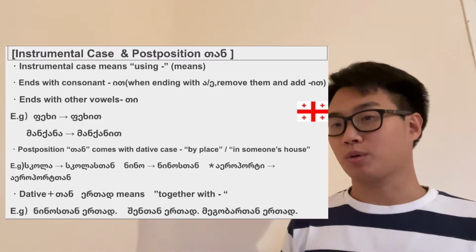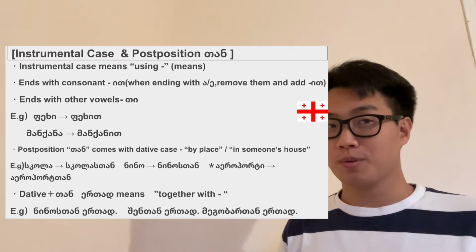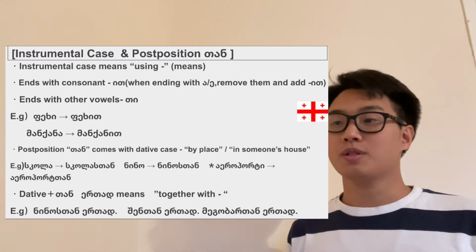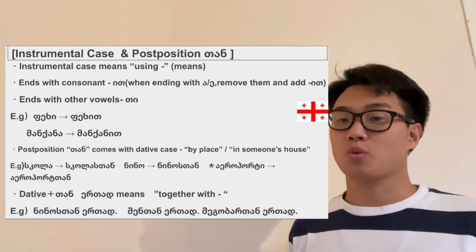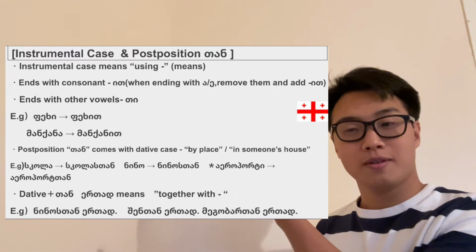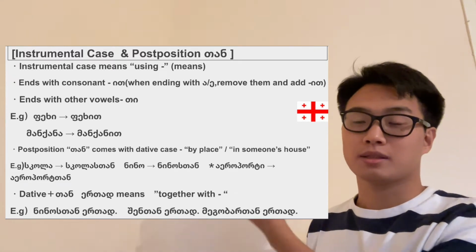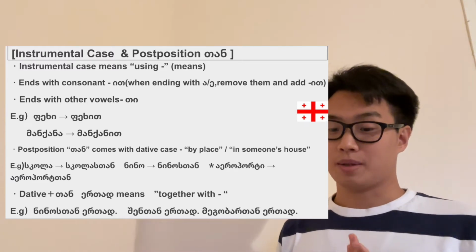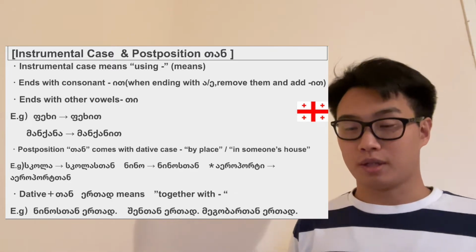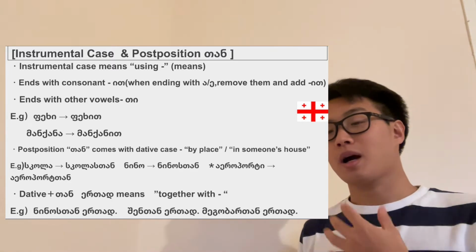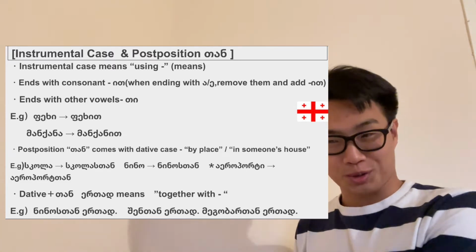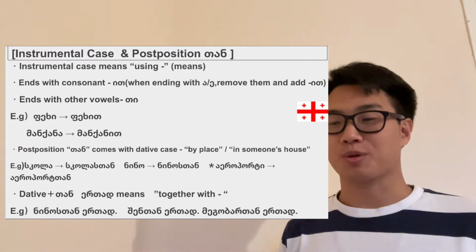And next, aeroporti, airport. Its dative case is aeroportus, but when using the word with the postposition tan, this dative case marker just drops out. So it will be aeroportan. For example, me aeroportan var. I am next to the airport, aeroportan.